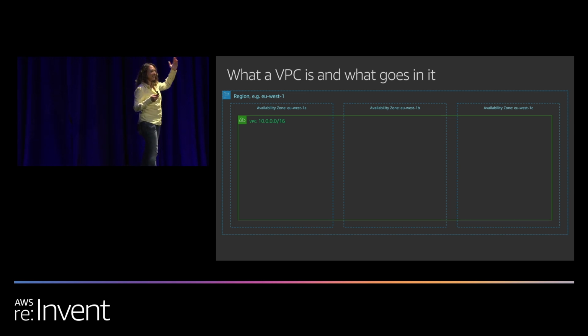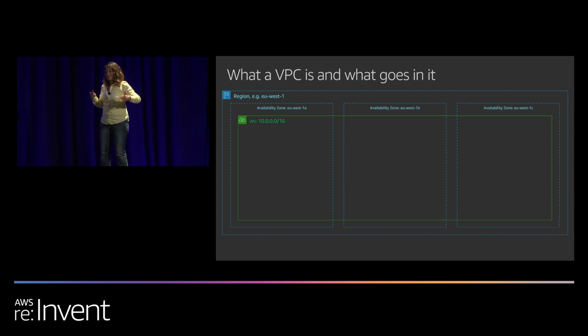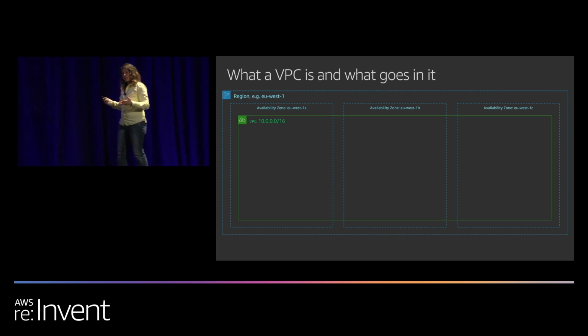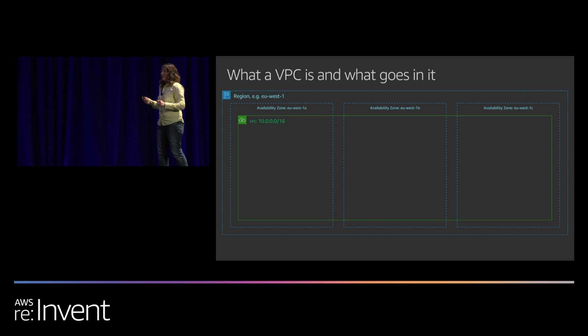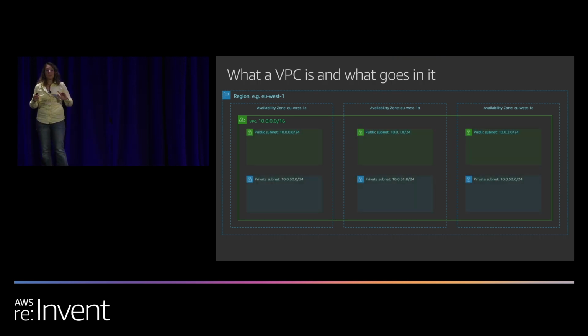That notation there, 10.0.0.0/16, that's CIDR notation, classless interdomain routing. Basically it means the addresses in the VPC. You choose this. The addresses in the VPC are going to start with 10.0.something.something.